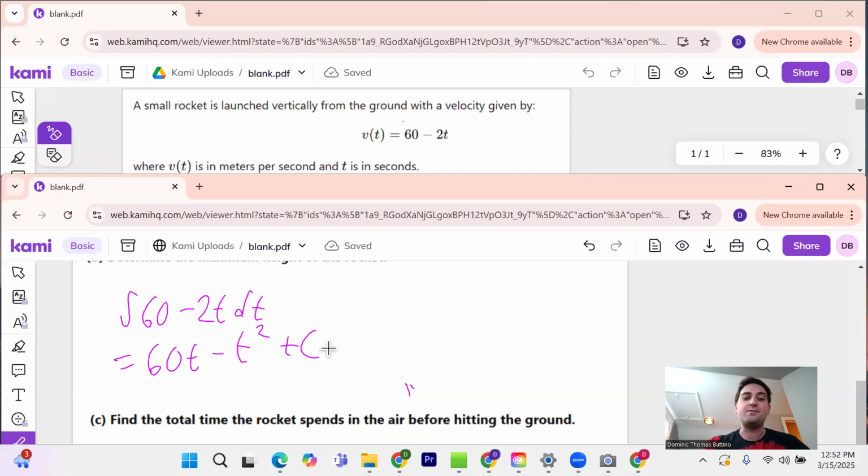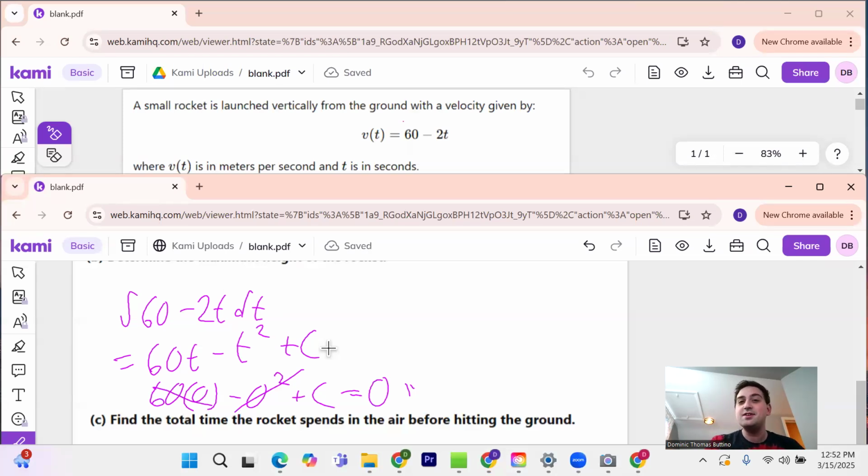But I want you to remember something. What is the height at time equals 0 for this rocket? It's 0, right? So we actually know if we plug in 0 into this function, 60 times 0 minus 0 squared plus, we don't know what our constant is yet, it should actually be at a height of 0. We're going to get rid of this term, get rid of this term.